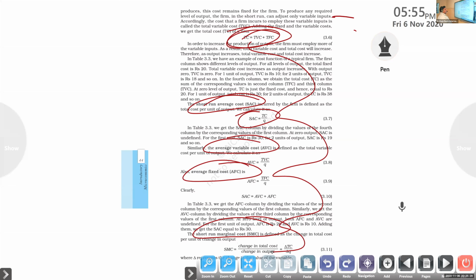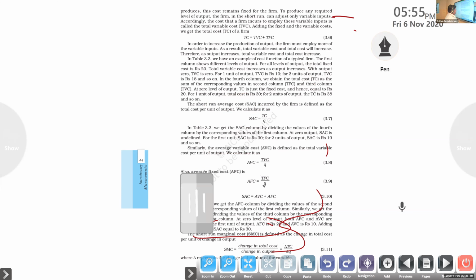Along with that, we want to learn one more variable. What is that? The output. Clear? Then we are able to understand all other things easily. So this table says that.